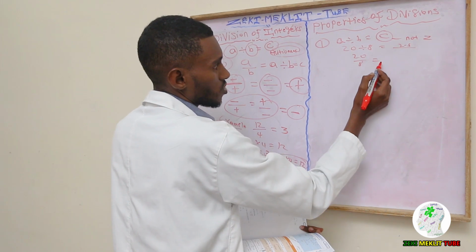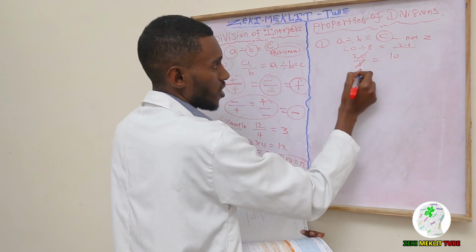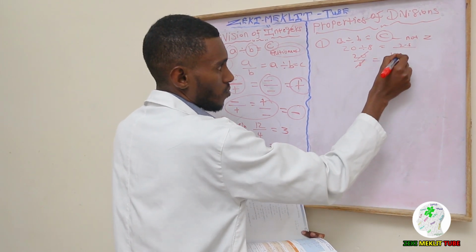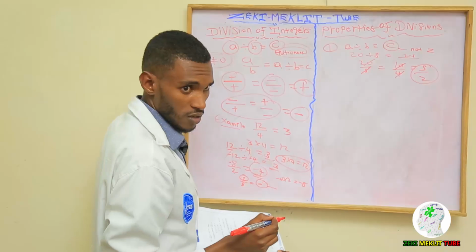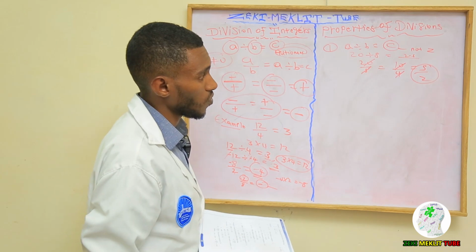20 divided by 8, you can simplify, yeah? By 2, 10; by 2, 8 divided by 2 is 4, yeah? By 2, 5; by 2, 2. So 5/2. When this is a fraction, yeah? We will see fractions. This is in the form of a over b.